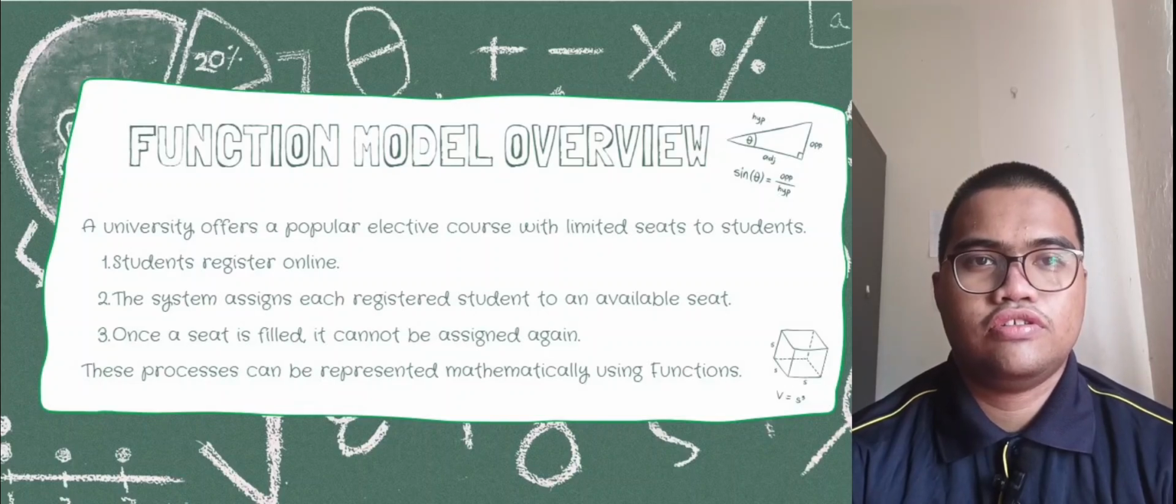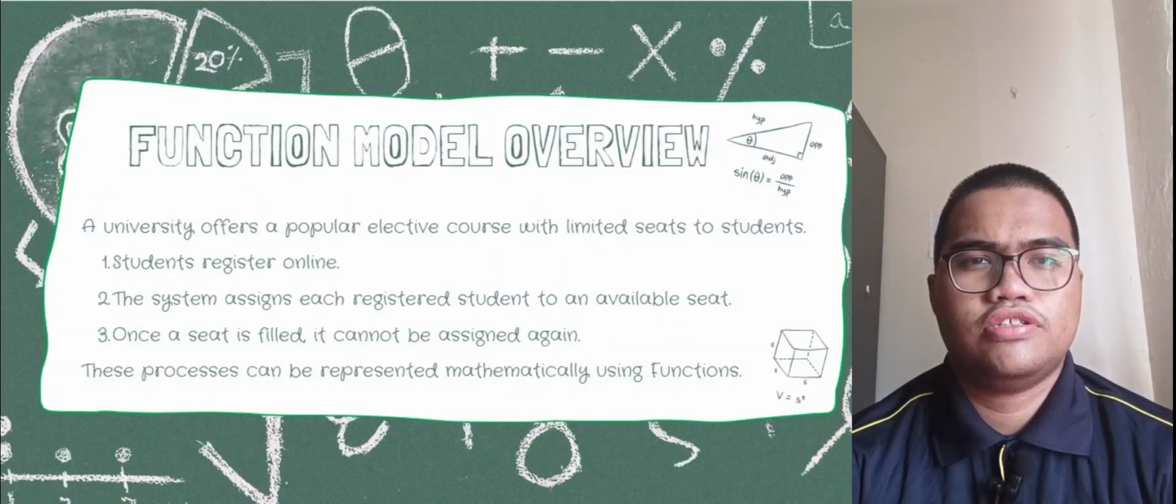Firstly, students need to register their desired elective. Then, the system will put the student into a seat. When a seat is filled, it cannot be assigned to another student. This process can be represented mathematically using a function.